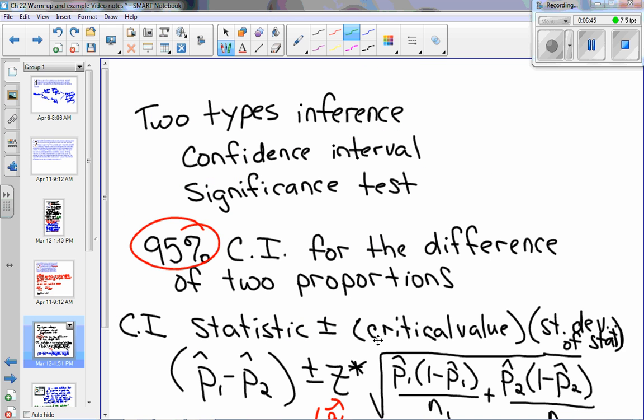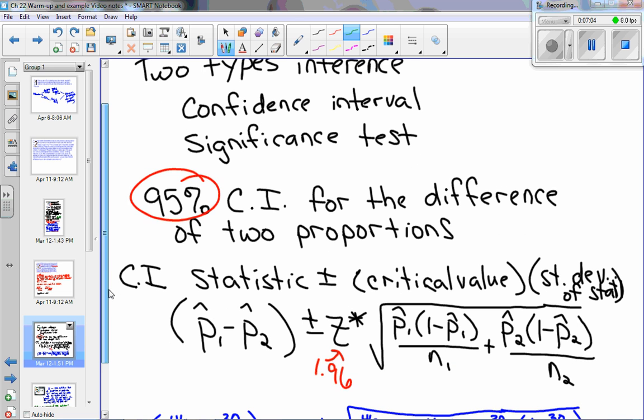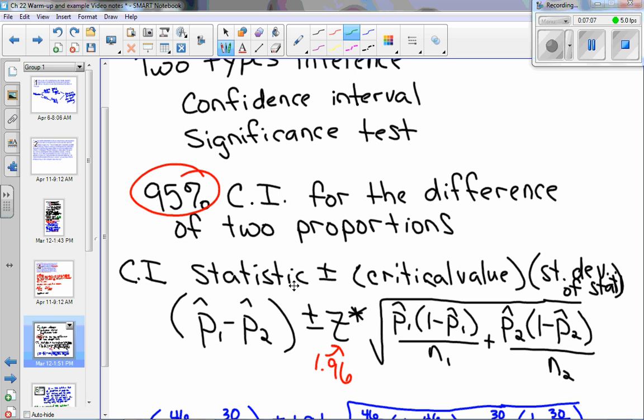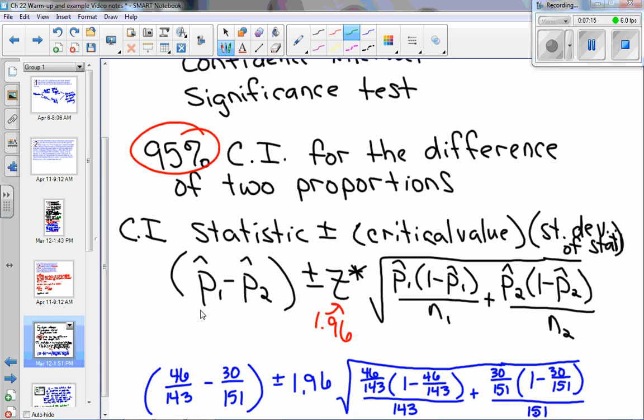Now there's two types of inference we can do. One of them is a confidence interval, the other is the significance test. So just like for single proportions, we're going to start with a confidence interval, and we're going to do a 95% confidence interval for the difference of two proportions. You have this formula on your yellow sheet, where we're told a confidence interval is the statistic plus or minus the critical value times the standard deviation of the statistic. And our statistic is the difference of the two sample proportions.